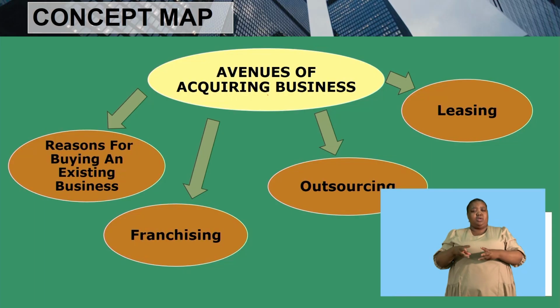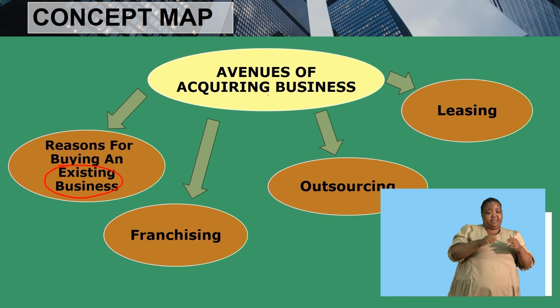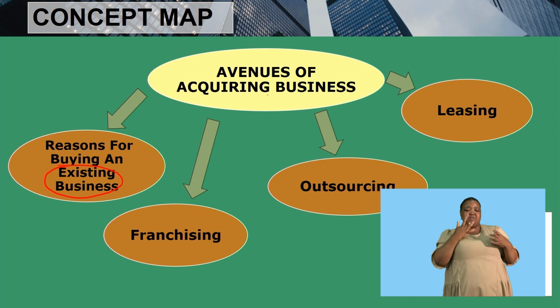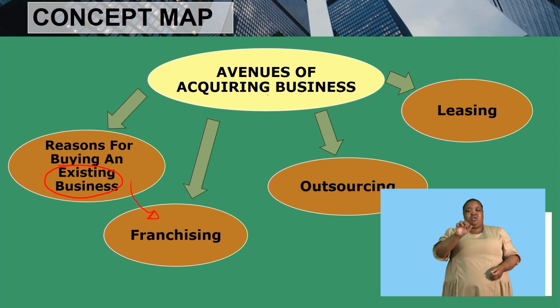Avenues of acquiring a business. Now, in this chapter, you must remember that when we are talking about avenues, we are talking about ways in which we can make sure that we have a business. You must know the reasons for buying an existing business. Some owners prefer to buy an existing business while others prefer to start a completely new business, which then leads us to franchising. You must know the meaning of franchising and how we can acquire it. You must also know outsourcing as well as leasing.